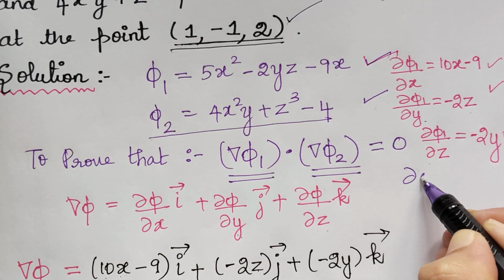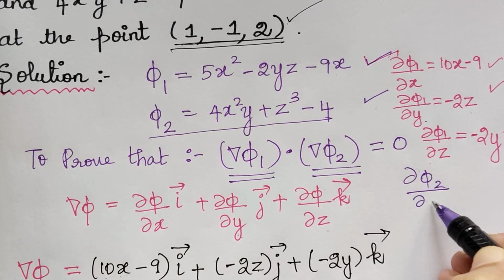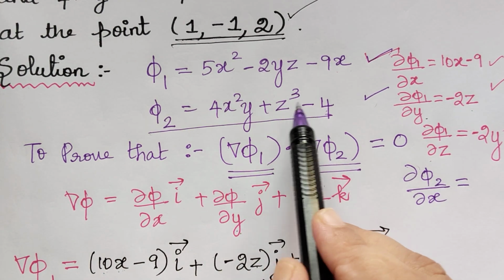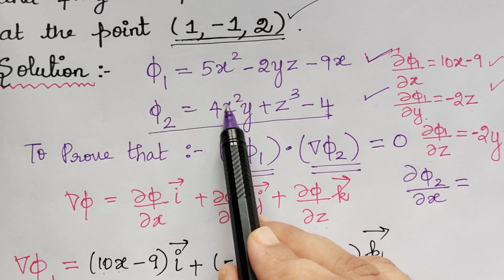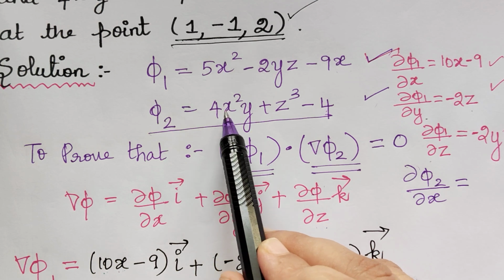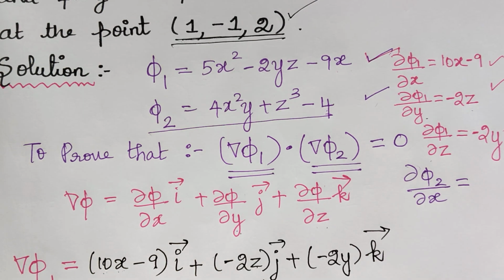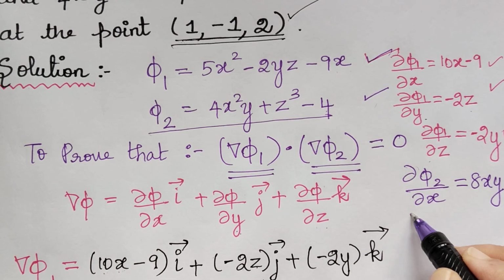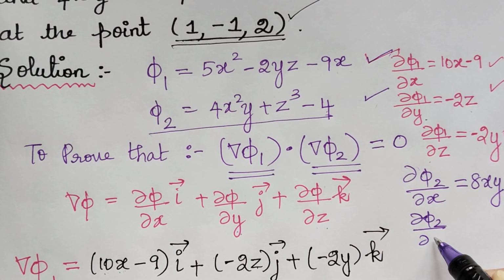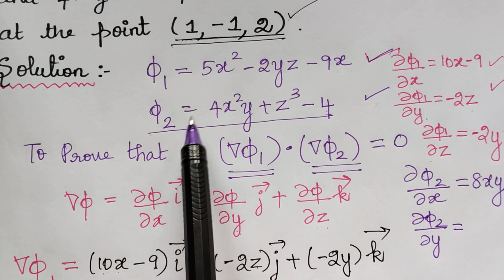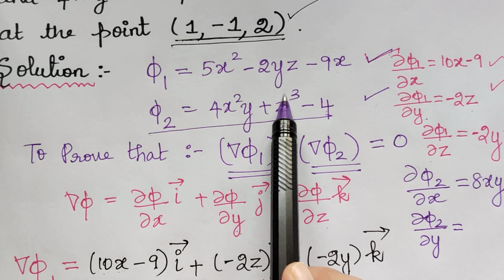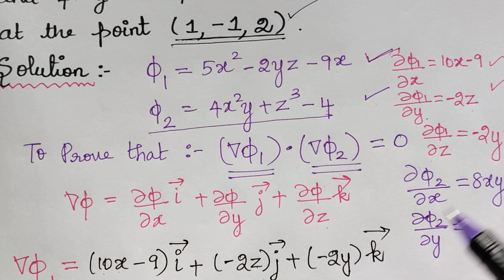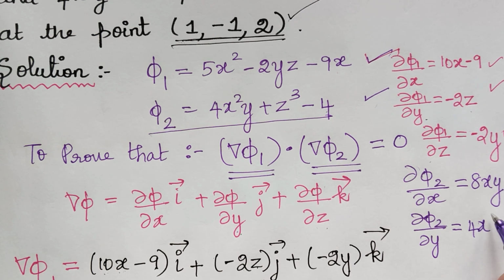From this, what is dou phi 2 by dou x? Partial differentiation of this with respect to x. So these two terms become 0, and here x square you have, the differentiation is 2x. So 4 times 2 is 8, so 8xy you will get. In a similar way, dou phi 2 by dou y we have to find. Partial differentiation of this with respect to y. Again, these two terms will become 0. Differentiation of y is 1, so you will be getting 4x square.